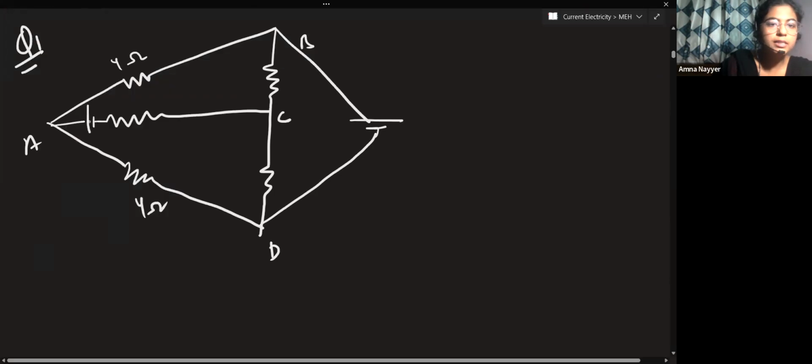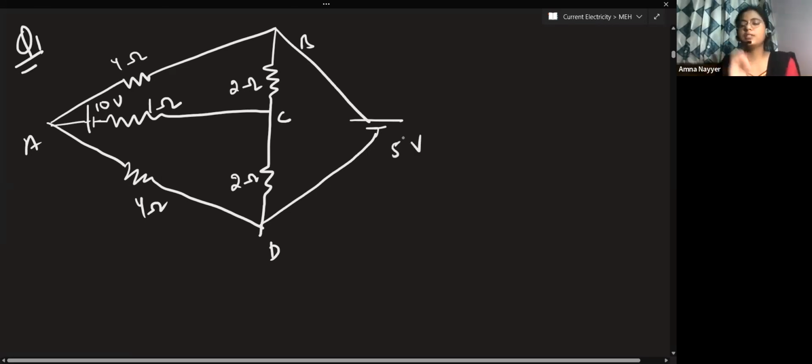One battery is there, which is 10 volt. One resistor is there, which is 10 ohm. This is 2 ohm. This is 2 ohm. Another one is 5 volt. This is 5 volt. This is the question given to you. You have to find the current in the resistors, everything.